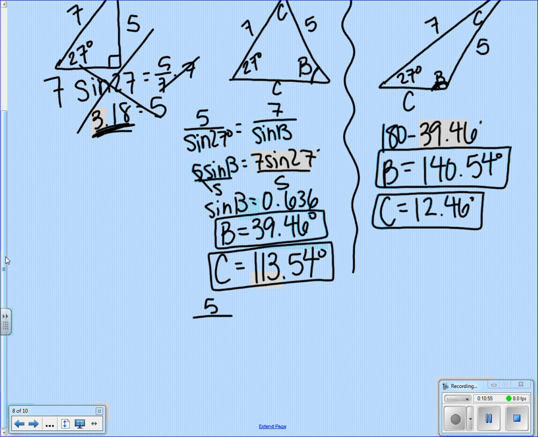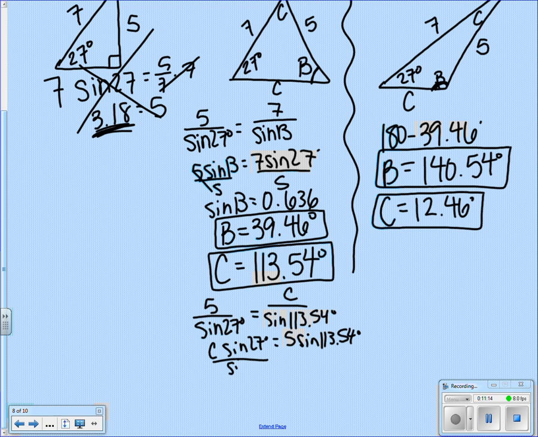So we can use the law of sines again. So I'm going to say 5 over sine of 27 equals side C over the sine of 113.54. And so I would have C times the sine of 27 equals 5 times the sine of 113.54. And then you can divide by the sine of 27. And so C, if you plug that into your calculator, should give you 10.10. You have 0.96, so that 6 rounds that 9 up to a 10.